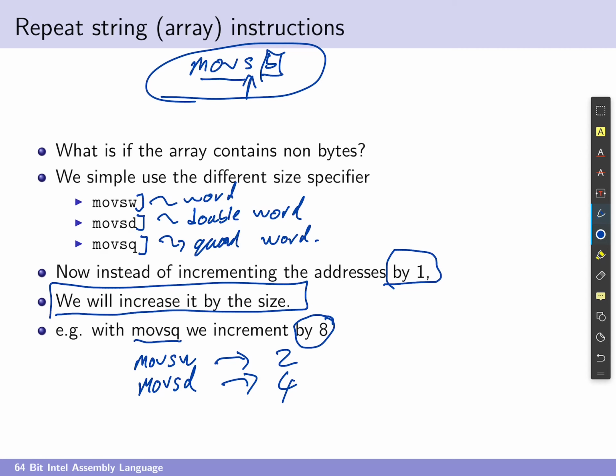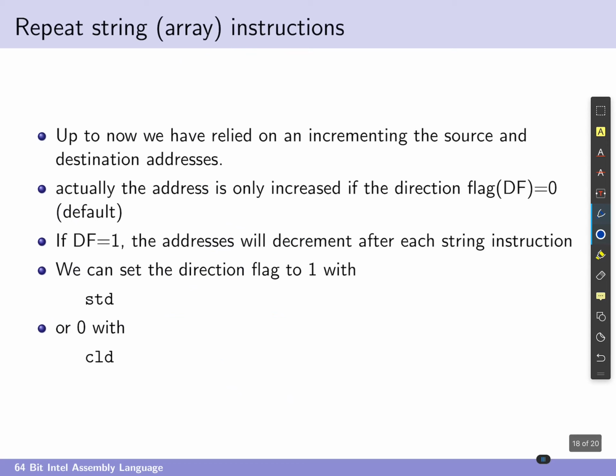We don't have that versatility, but we are able to work with bytes, words, double words, and quad words. So what were the other instructions that I wanted to get to? Oh, there's one more thing I still need to specify. Up until now, we've relied on the fact that when I call, for example, movsb, I increment the source and the destination address. Actually, it's possible for us to increment or decrement.